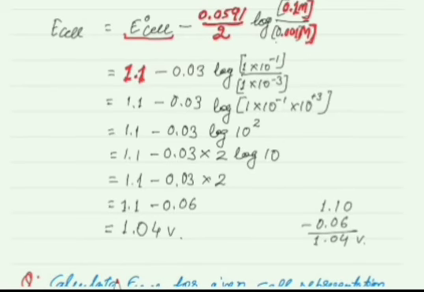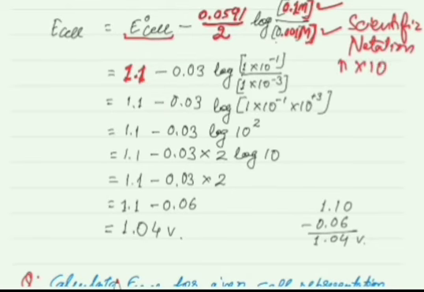Next is log and the concentration of 0.1 molar, and in the denominator part it is 0.001 molar. So you can firstly change these values into scientific notation, because it is very easy to calculate and find out the result. Scientific notation means n into 10 raised to the power n. This is called scientific notation. You firstly change the value in this form, and then it becomes very easy to solve the further question.